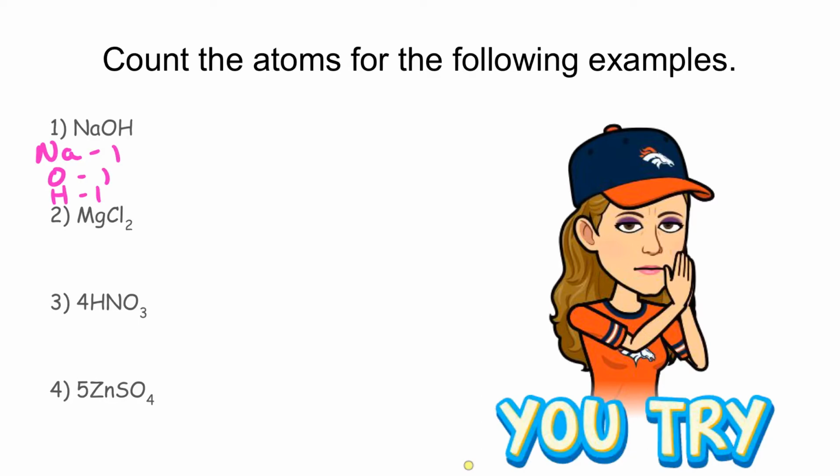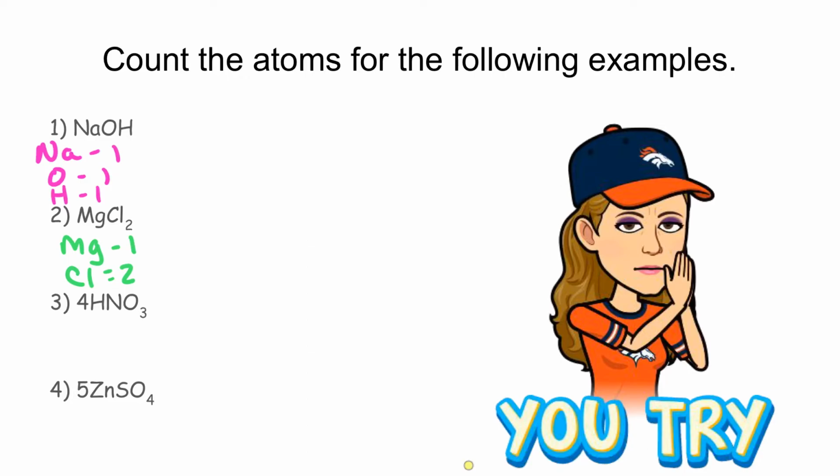For question 2, we have MgCl2. So we have Mg, and there's no subscript or coefficient, so there's just 1 Mg. For Cl, there is a subscript, so we have 2 chlorine atoms. Let me remove that little dash because I don't want you to get confused.